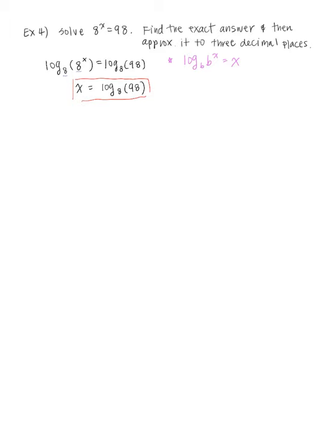Now what we need to do is approximate log base 8 of 98 to 3 decimal places. If you look at your calculator, do you see log base 8? I don't think so, because the only buttons you have are log, which is base 10, or ln, which is the natural log. So just so that we can type this in the calculator, we're going to have to apply the change of base formula. Let me just write that out. Change of base.